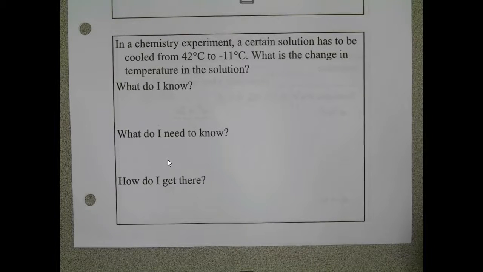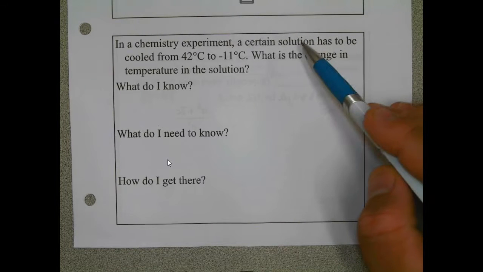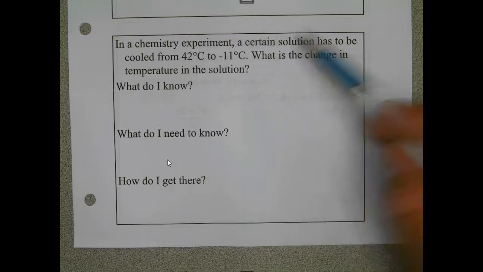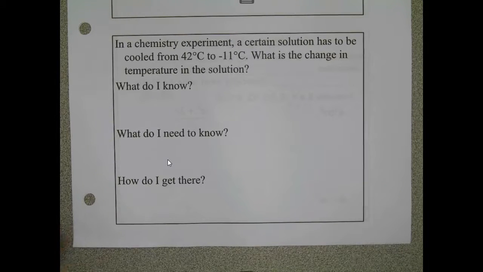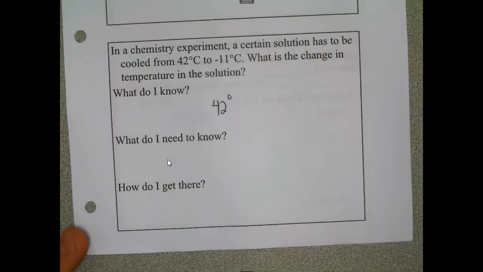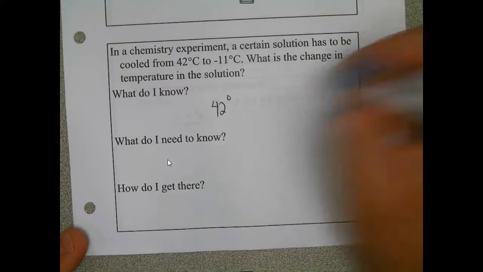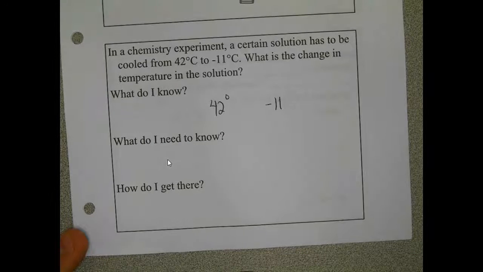And so an algebraic expression is where we set up a variable and some numbers, and we have an equal sign, and we solve for some things. In a chemistry experiment, a certain solution has to be cooled from 42 degrees Celsius to negative 11 degrees Celsius. What is the change in temperature in the solution? Well, what you know is that the solution is starting at 42 degrees, and it's ending at negative 11. Okay? And so you want to know what the change in the temperature is going to be.